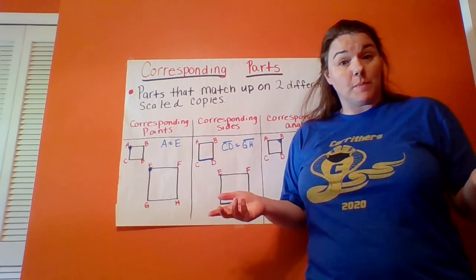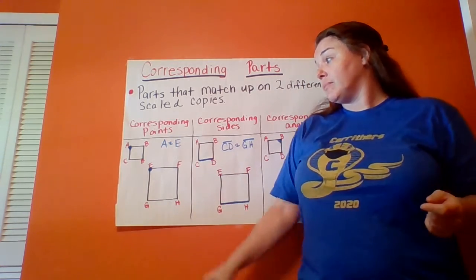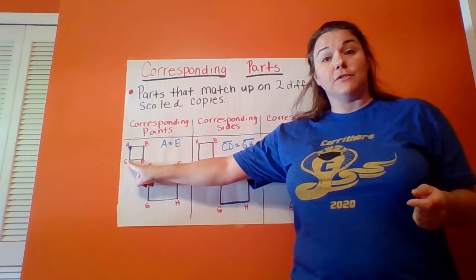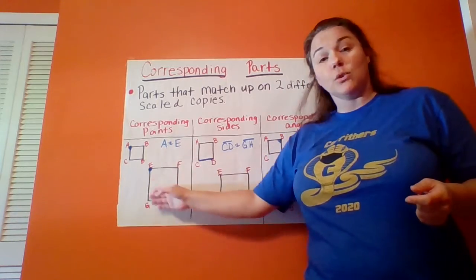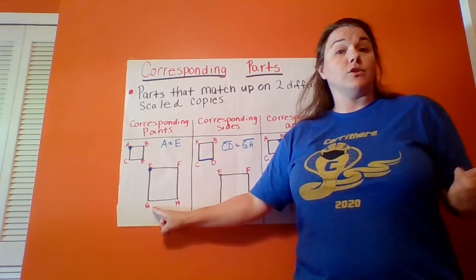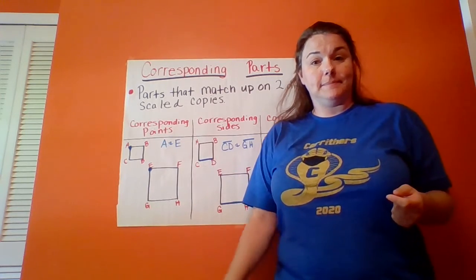Another example of corresponding points: if I look at point C here, it's the bottom left point. So if I go to this square, the bottom left point is point G. So those are also corresponding points.